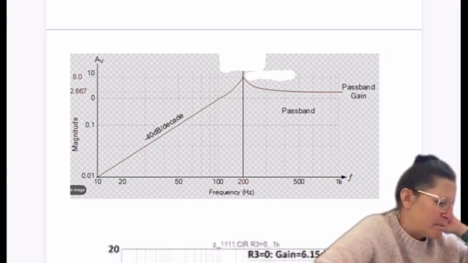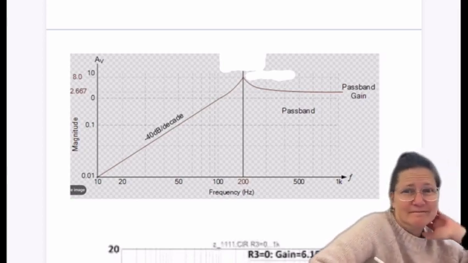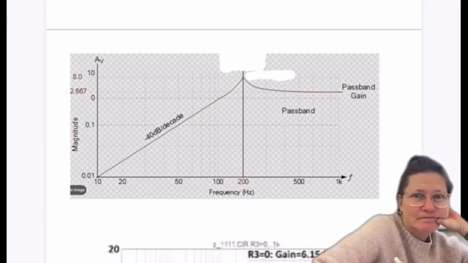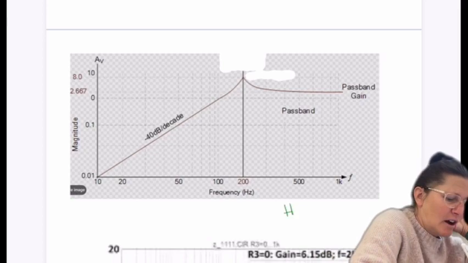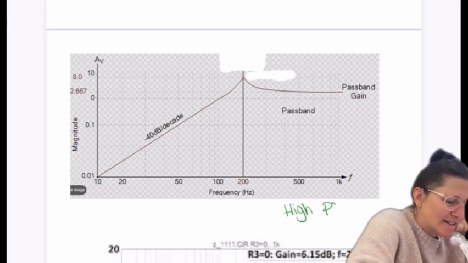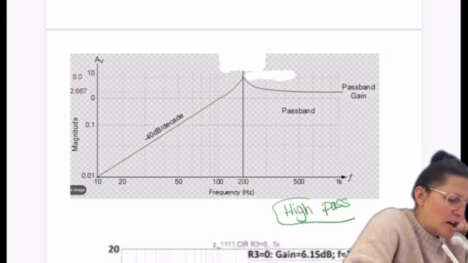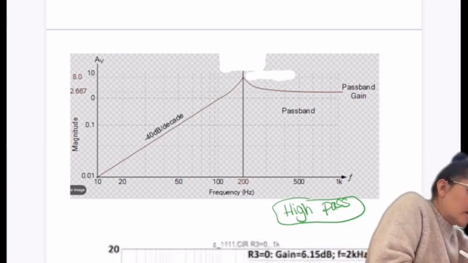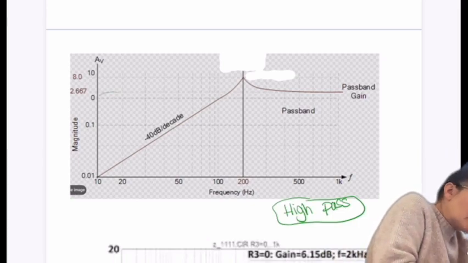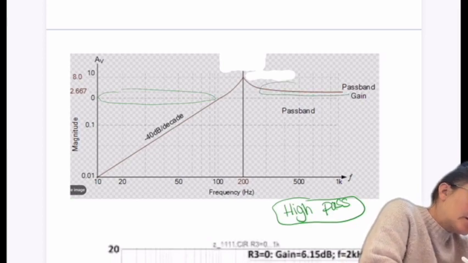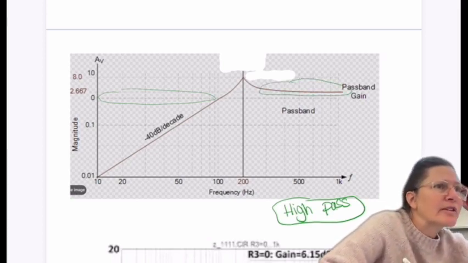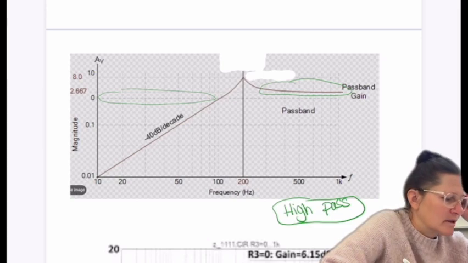Okay, this one. What do you think? High pass. Okay, it's too easy. Correct, high pass. Before it, you're seeing that it does go below the 0, and then after it is above the 0. So this is for sure a high pass.